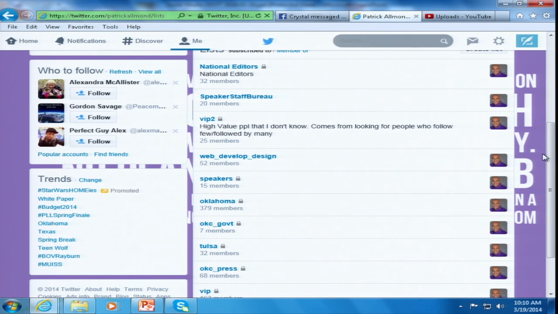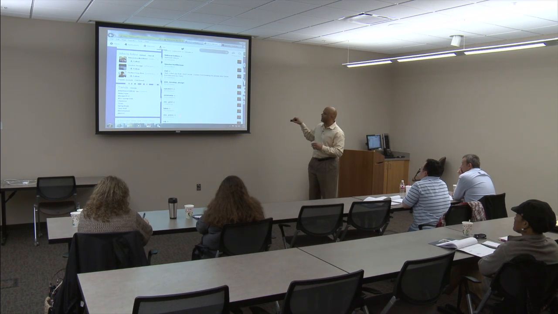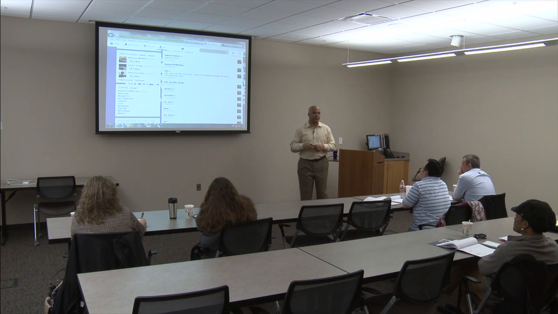VIP, down here in VIP2, those are people that I follow that are either close friends or family or just people I want to pay attention to, or competitors. Web developers, competitors, fellow speakers, competitors, people in Oklahoma, which is good to follow if there's some major event in Oklahoma, tornadoes, weather, things like that. I'll pay attention to that list right there. Same thing with Tulsa: OKC Press, KFOR, KWTV, KSBI, the Oklahoman. Some of these are kind of self-defining. The ones with the lock next to them are private, and nobody knows those exist.